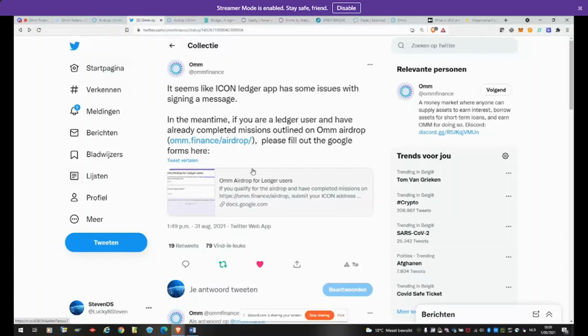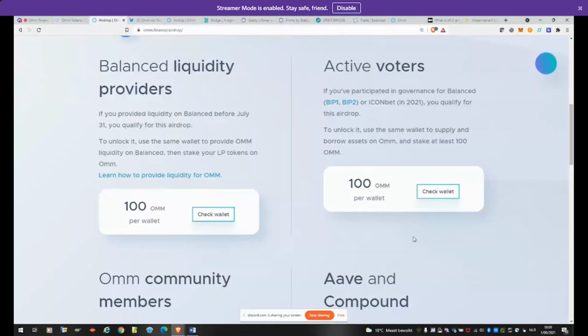Just make sure you go check here whether you're eligible. Then only fill in your address, and then you don't have to claim yourself. The team will do it for you. This probably will stop when they have a fix for it. So keep an eye out on Twitter as well.